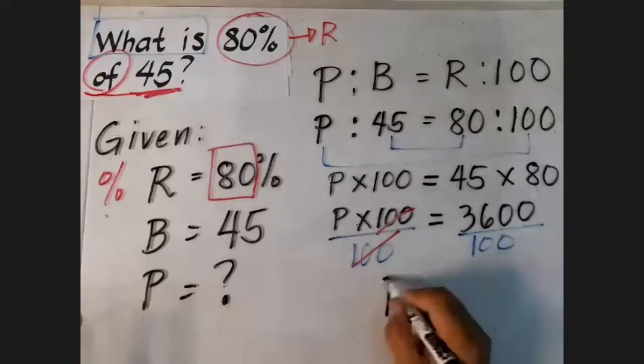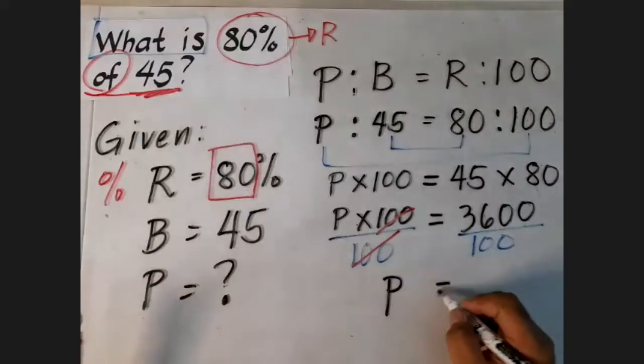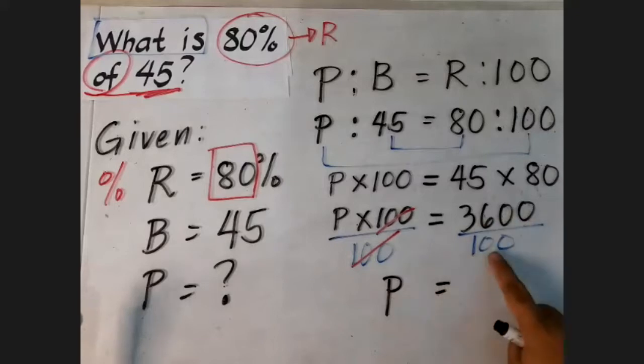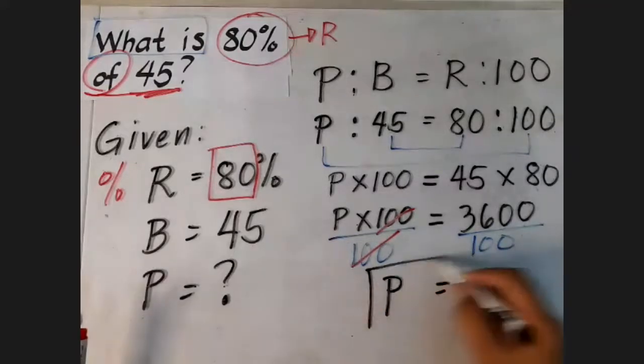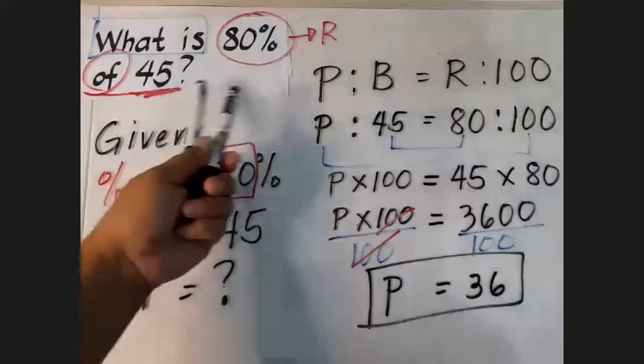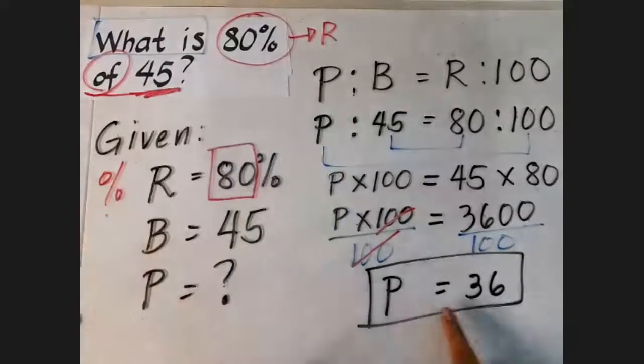So this is P equals 3,600 divided by 100 is 36. Okay? What is 80% of 45? The answer is 36. Yan yung ating sagot. So that's problem number 1.